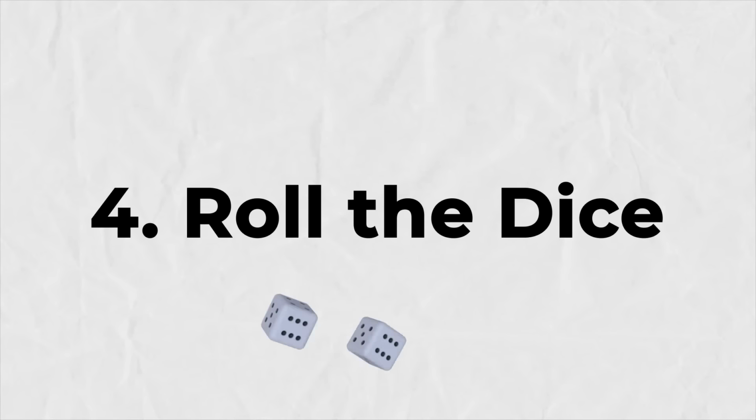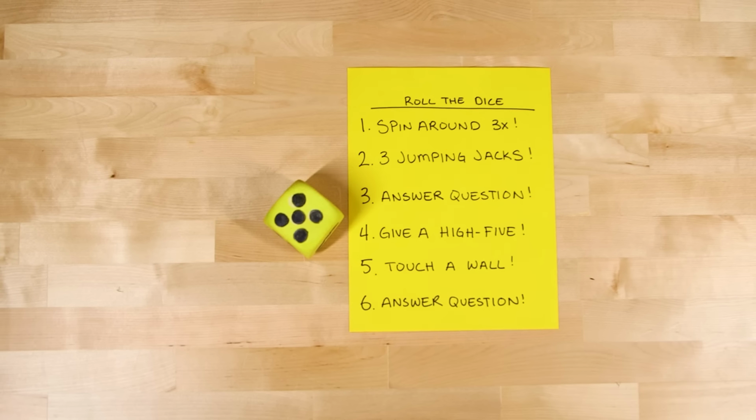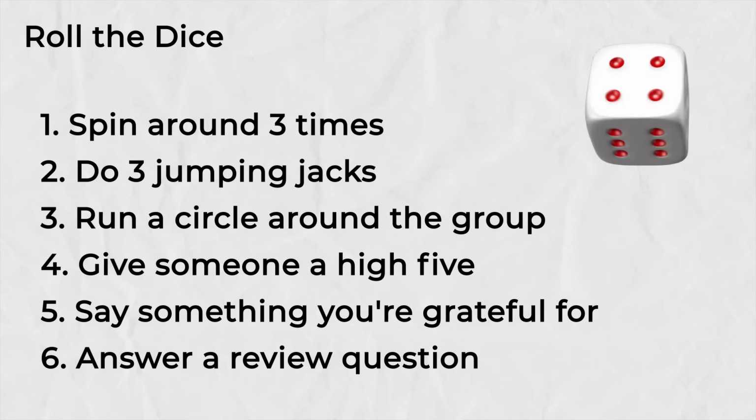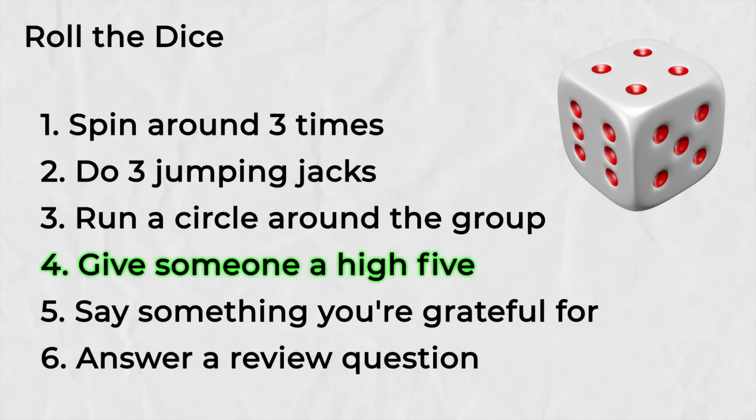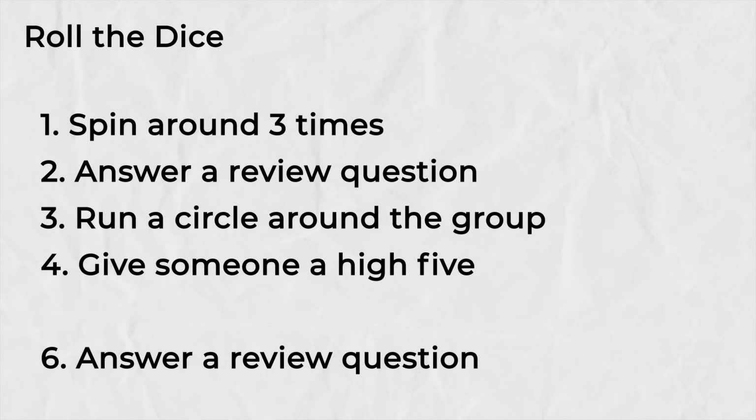The fourth game is Roll the Dice. In this game, you'll need a dice and a numbered list of 6 actions like spin around 3 times, do 3 jumping jacks, and most importantly, answer a review question. Students will take turns rolling the dice and doing the action of the number they rolled. Here's a pro tip: if you want more questions answered than jumping jacks jumped, have more numbers say answer review question to increase the odds. Remember, the goal of the review game is to review the content, not just play a game.